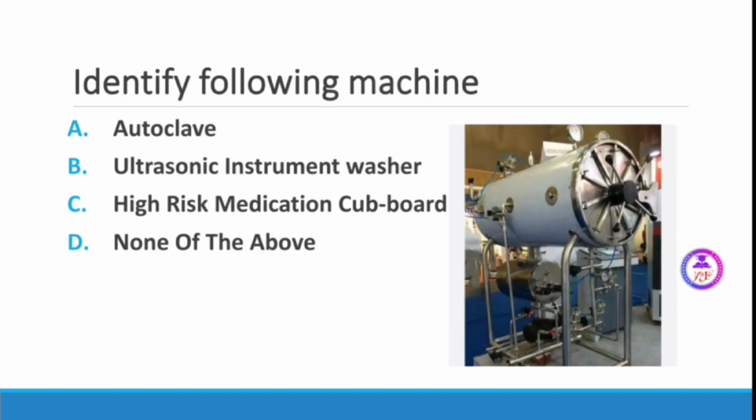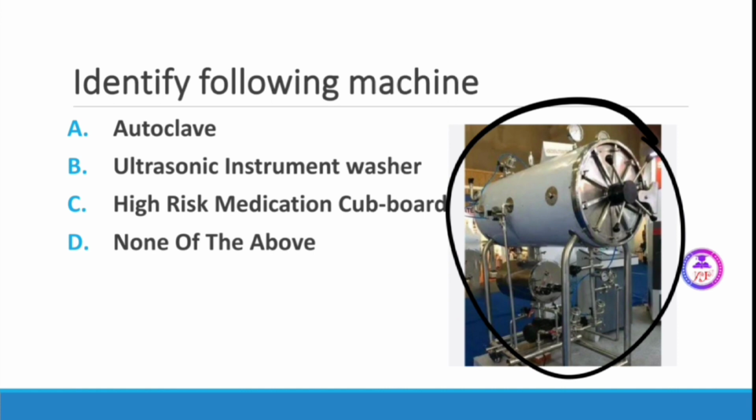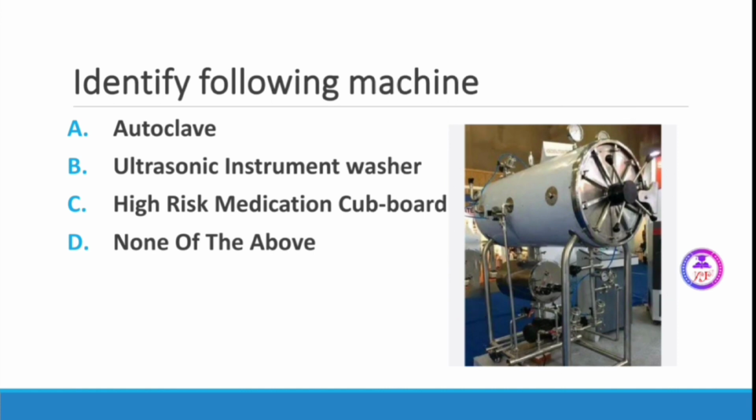Identify the machine. The machine in the picture given we have to identify. So it is an autoclave machine, or the ultrasonic instrument washer, or the high risk medication cupboard, or none of the above. See here, this machine is an autoclave machine.